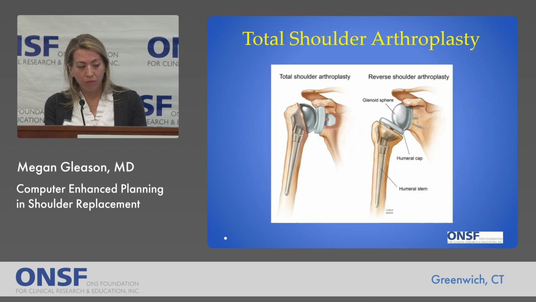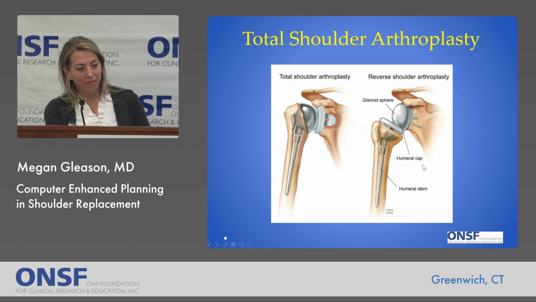So when we talk about replacing a shoulder under these conditions, we have two options. Simply put, there are more, but for what we're going to talk about today, we can replace the ball and socket with a new ball and socket, or we can do something called a reverse, which is where we switch the components, and that's in a situation where there's a rotator cuff deficiency.